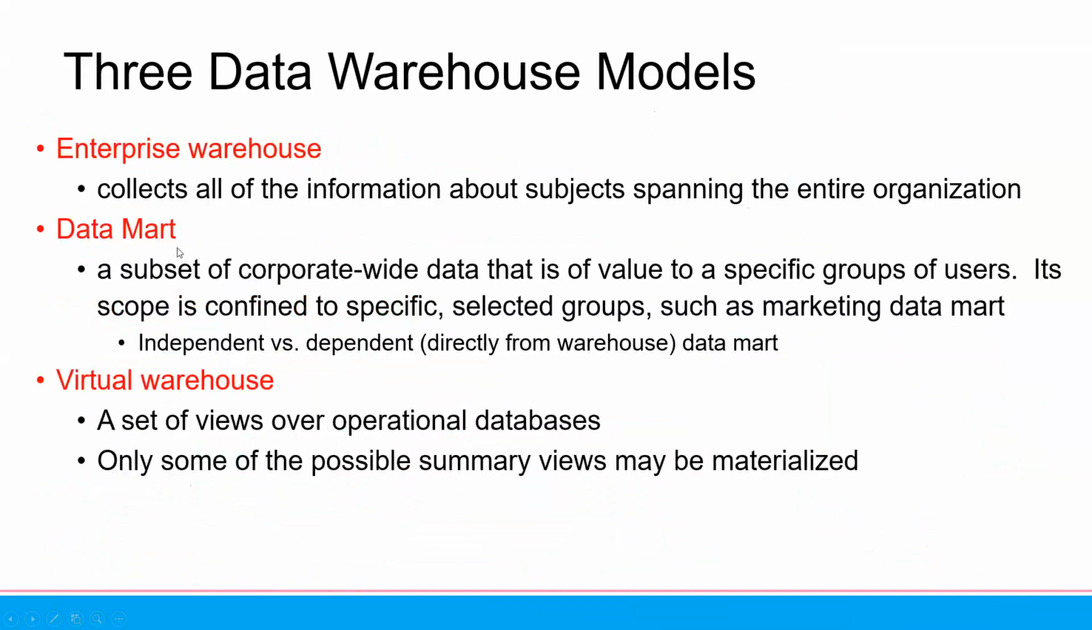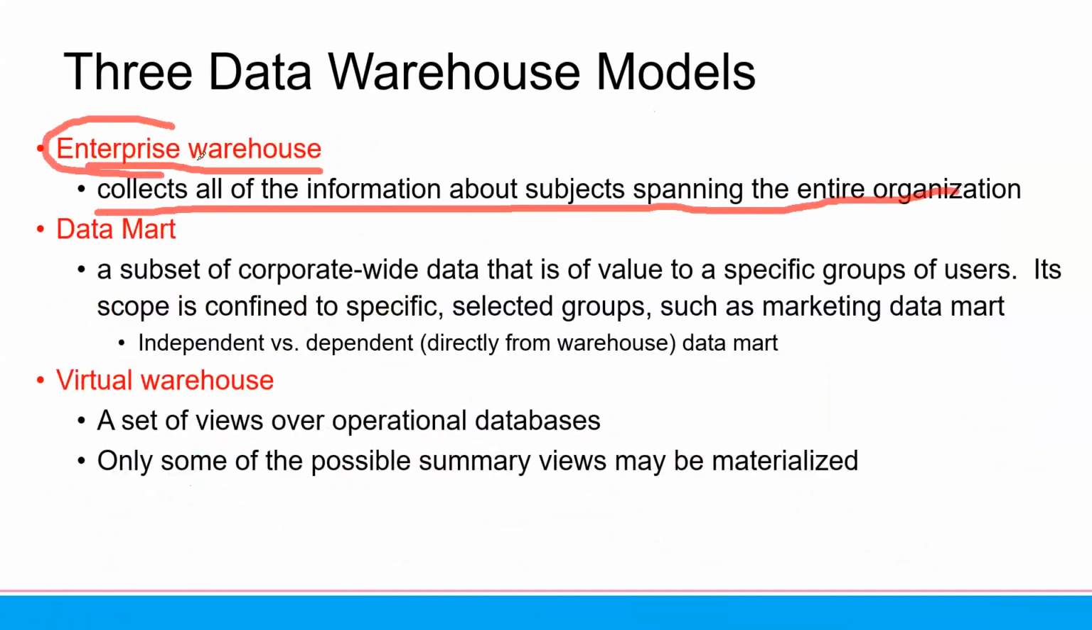So, three kinds of data warehouse models. We can make an enterprise data warehouse, or enterprise warehouse. It collects all the information about subjects spanning the entire organization. So we call it enterprise, because all the things in the enterprise will be in the data warehouse.